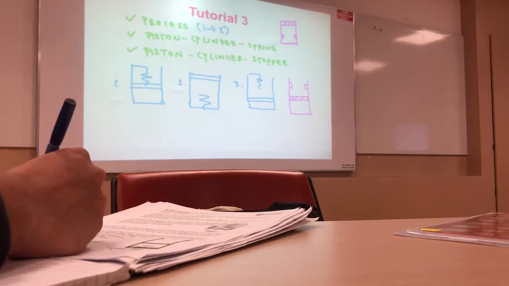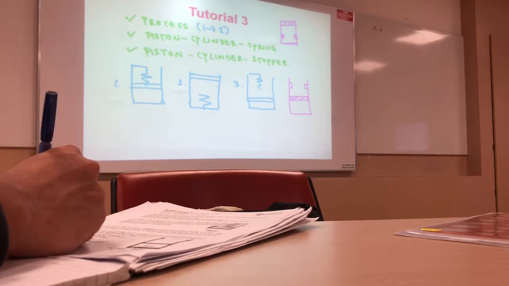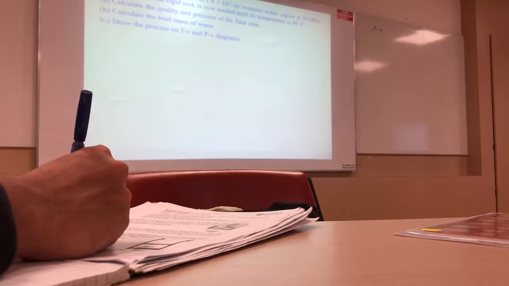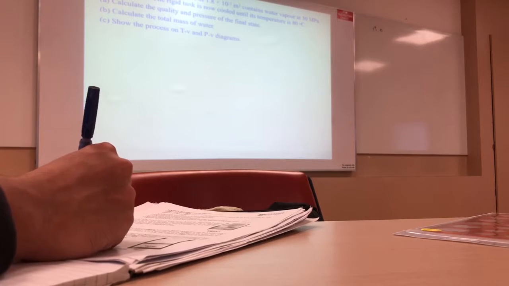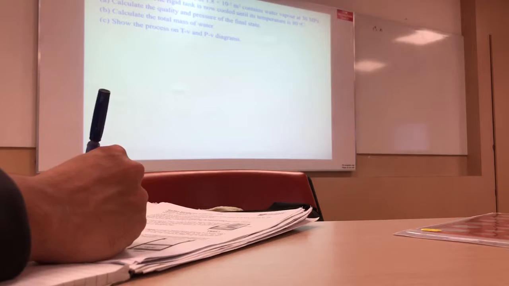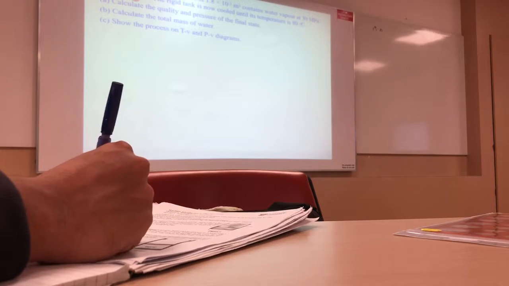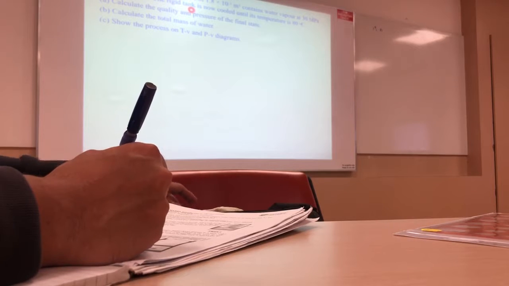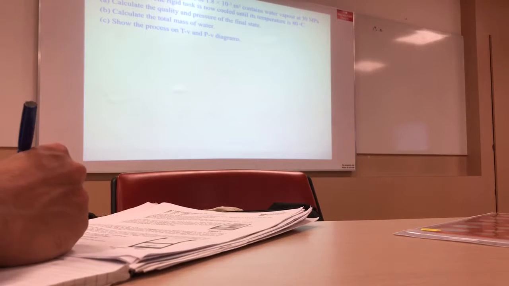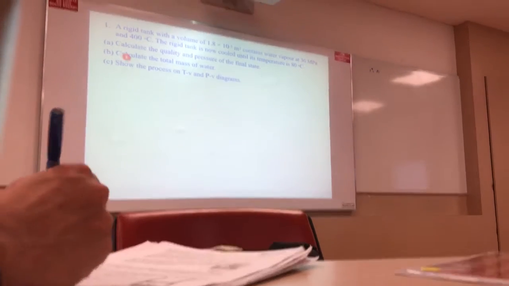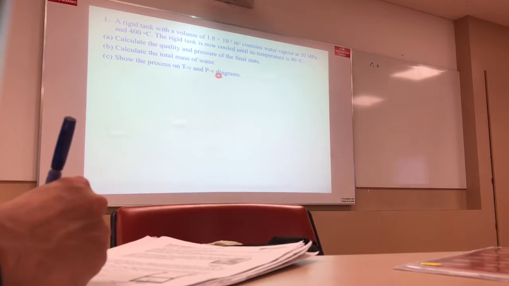All right, so now I am going to the first question. Question 1, try to understand. A rigid tank with the volume of 1.8 times 10 power minus 3 meter cube contains water vapor at 30 megapascal and 400 degrees Celsius. The rigid tank is now cooled until its temperature is 80 degrees Celsius. Calculate the quality and pressure of the final state. Calculate the total mass of water. Show the process on PV and TV diagrams.